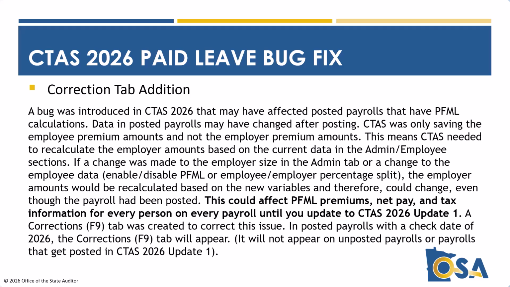If a change was made to the employer size in the admin tab, or a change to the employee data, enable, disable, paid family medical leave, or employee-employer percentage split, the employer amounts would be recalculated based on the new variables and therefore could change even though the payroll had been posted. This could affect paid family medical leave premiums, net pay, and tax information for every person on every payroll until you update to CTAS 2026 Update 1.